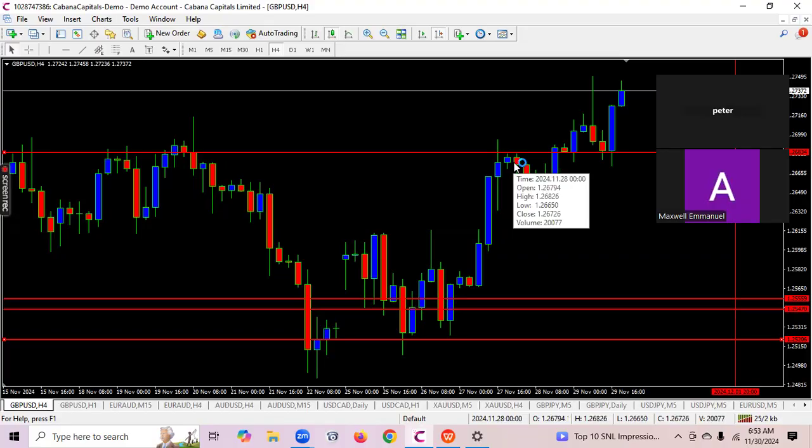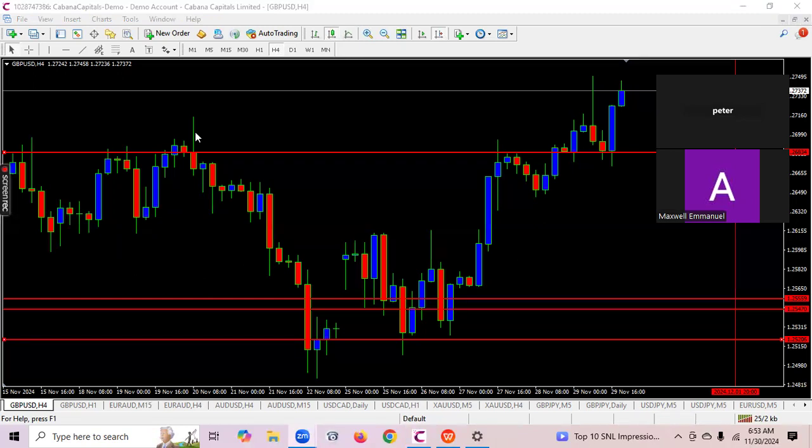Are you with me? Are you following? You wait for the candle to close before you execute a sell trade. If you had followed the rules here, you would have made profit. Okay? So that is how you trade the spinning top or spinning bottom candle.